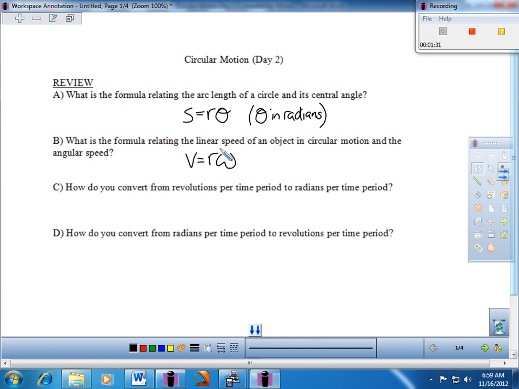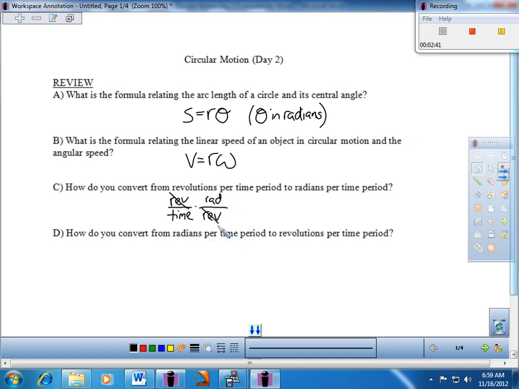Okay, let's do letter C. How do you convert from revolutions per time period to radians per time period? In this particular case, think about it this way. I have revolutions over time. You don't have to necessarily write this down yet. But what is it that I'm going to do in order to change revolutions to radians? Let me develop a couple of things, and then we'll write down exactly what we need. Basically, if I want to change revolutions to radians, I'm going to have revolutions on the bottom and radians on the top. These would then cancel, and so forth.